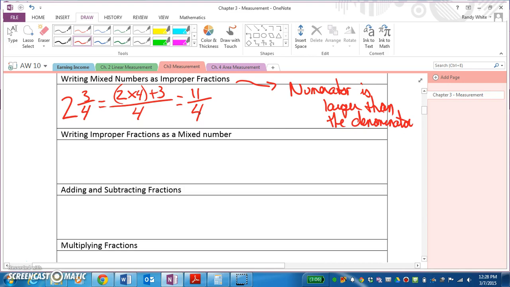So now let's go the other way. Let's say that we are going from an improper fraction where my numerator is larger than my denominator. Well, in essence, just like before, we are dividing.